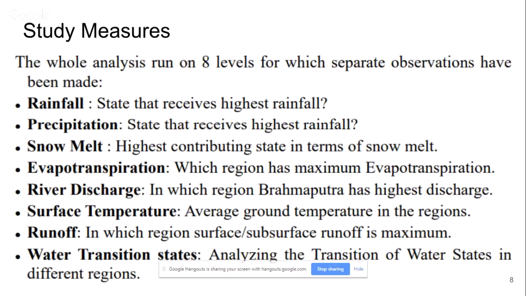So this is how it will look. These are the study measures, wherein we have done studies with 8 levels. These are rainfall, precipitation, snowmelt, evapotranspiration, discharge, surface temperature, runoff, and the water transitional states. I'll now present each of those one by one, so that it will be easier to see which watershed areas have the maximum among all these 8.